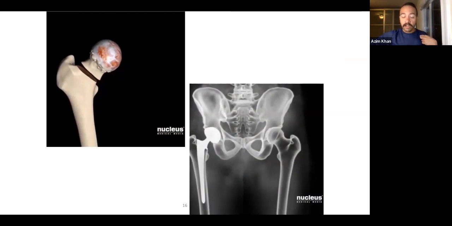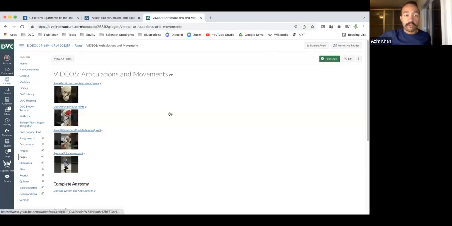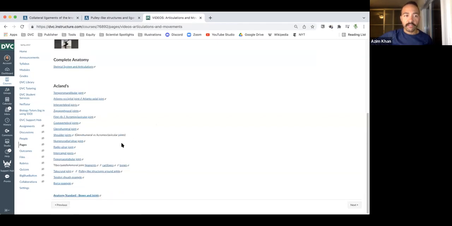I think what will also be useful is if I show you cadaver video of some of these synovial parts. So if you go to our videos page on articulations and movements, scroll down to Ackland's. You can also search for it within Ackland's, but I'm going to look at this tendon sheath example and bursa example. Let's look at the bursa example first.